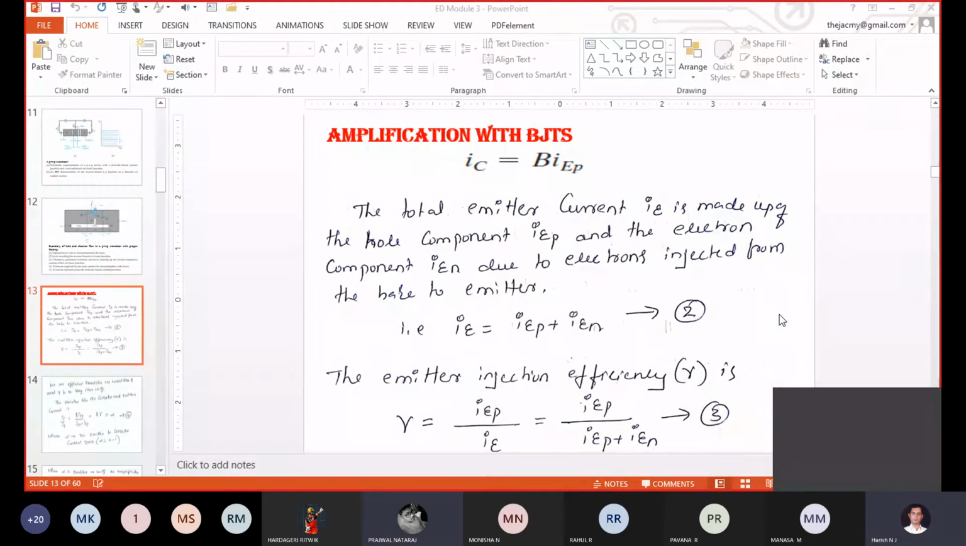Sorry, I didn't get you. V naught is gain into voltage. Your voice is not audible for me. V naught equals gain into input voltage. V naught it will be equal to gain into input voltage.